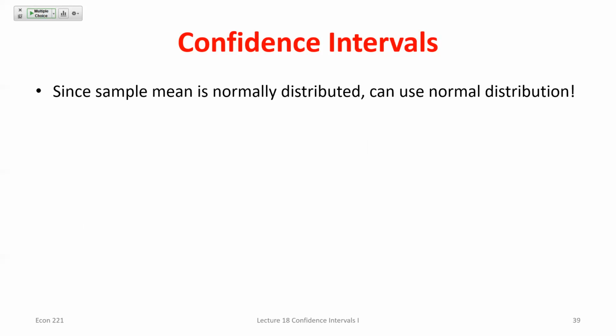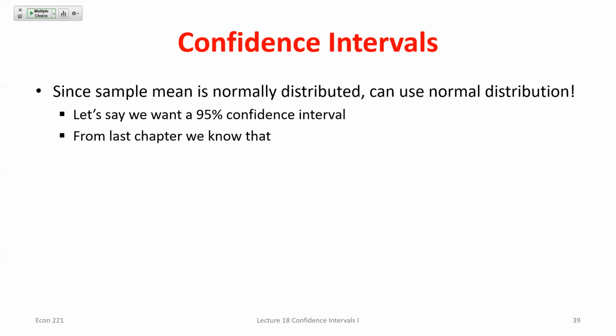So we know the sample mean is normally distributed. Let's make sure I have the right slide here. Okay, I'll start building this. So we know that the sample mean is normally distributed around whatever the true population mean is, and we can also calculate the standard deviation if we want to. So let's think about this. I've got this distribution of my sample means.